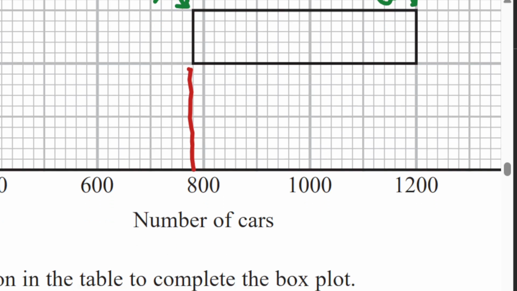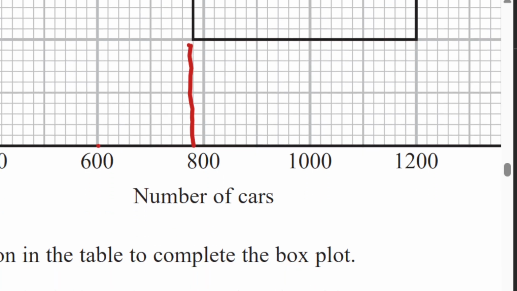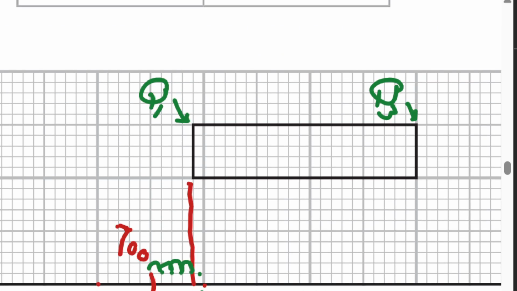Now, this is 600 and that's 800. That means in the middle, there is 700, right? Now, from 700 to 800 is just 5 lines. 1, 2, 3, 4, 5. That means you jump by 20. So this is 720, 740, 760, 780. So we got Q1 to be 780.